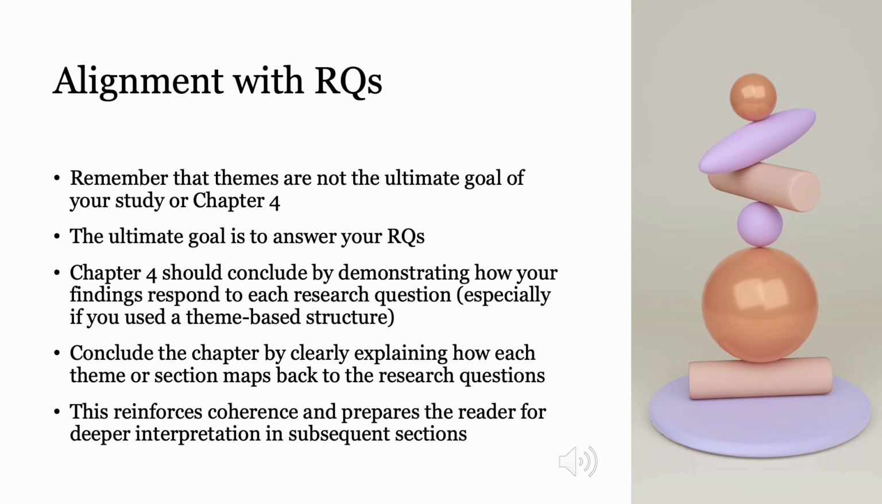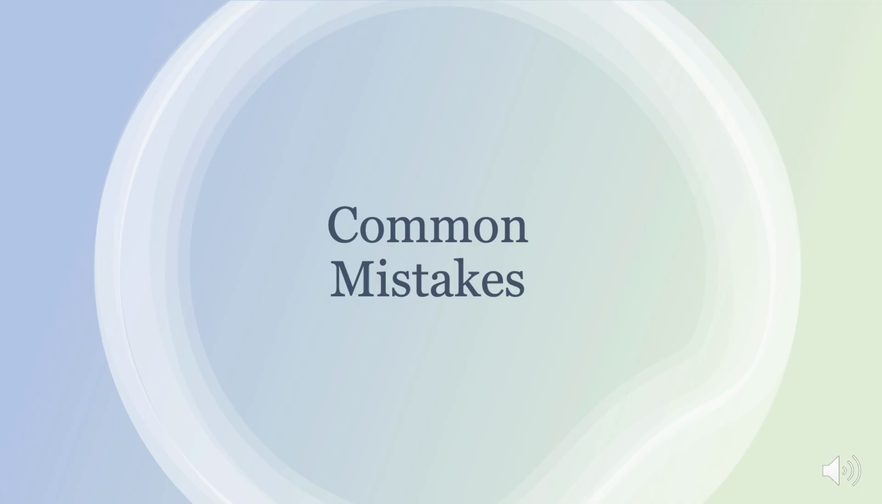Remember that themes are not the ultimate goal of Chapter 4. The goal is answering your research question. Chapter 4 should conclude by clearly showing how the findings respond to each research question. This is especially important when using a theme-based structure, as it helps prepare the reader for the interpretation that will come in the following sections. To conclude, let's go over some common mistakes to avoid.